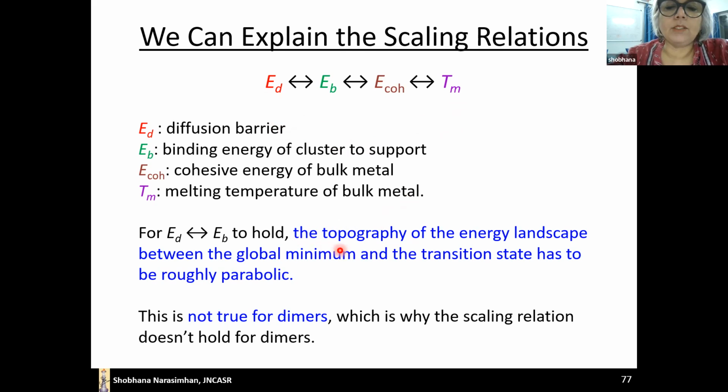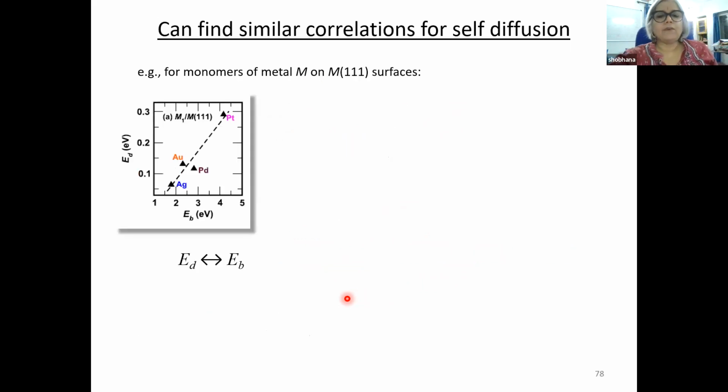But for this to hold, the topography of the energy landscape between the global minimum and the transition state has to be roughly parabolic. This is not true for dimers, which is why the scaling relation doesn't hold for the dimers. And we can find similar correlations for self-diffusion. This is not what we were initially interested in, but then we wanted to know, can we somehow derive this Hüttig scaling relation for self-diffusion, that is, metal atoms on the metal substrate.